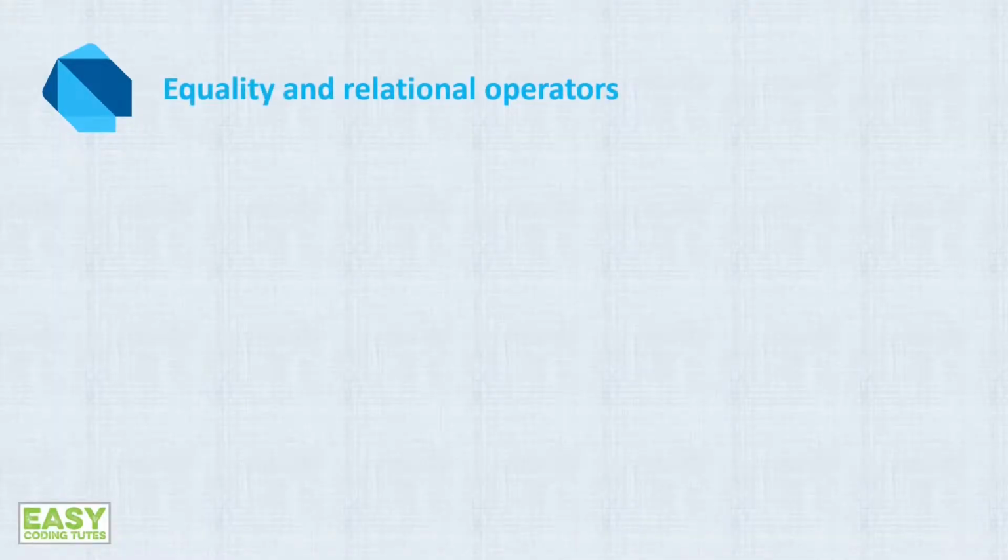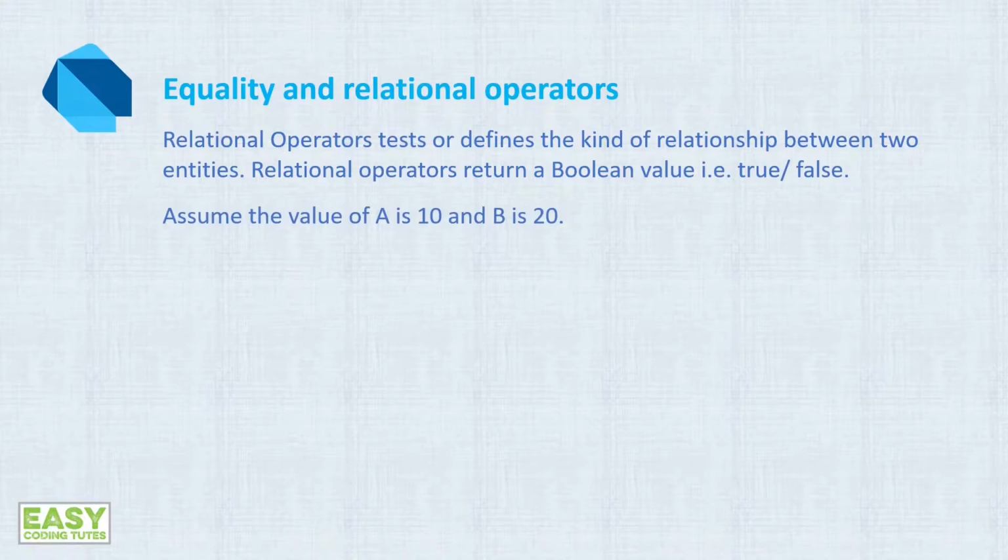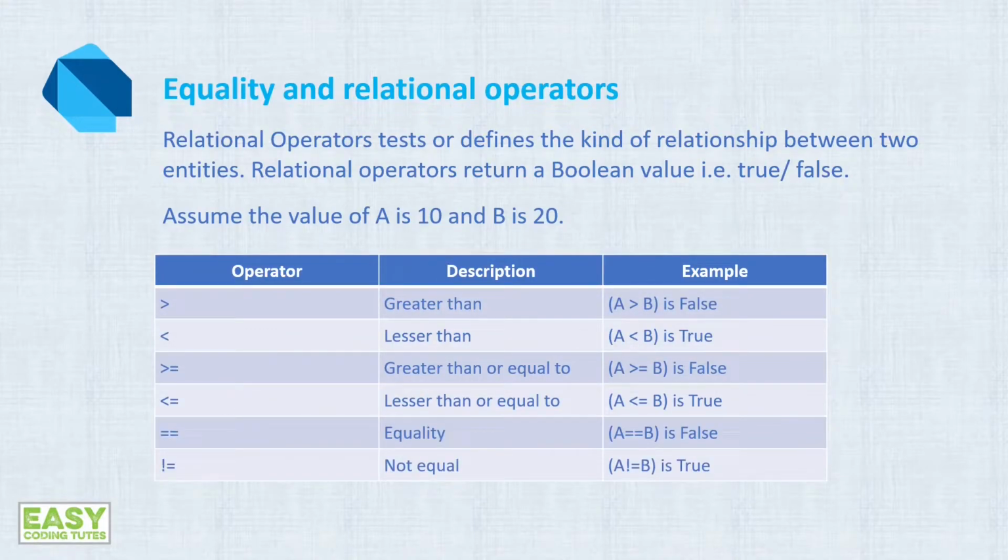The next operator is equality and relational operator. A relational operator tests or defines the kind of relationship between two entities. Relational operators return a boolean value, i.e. true or false. Assume the value of a is 10 and b is 20. So let's have a look at this table based on these values.